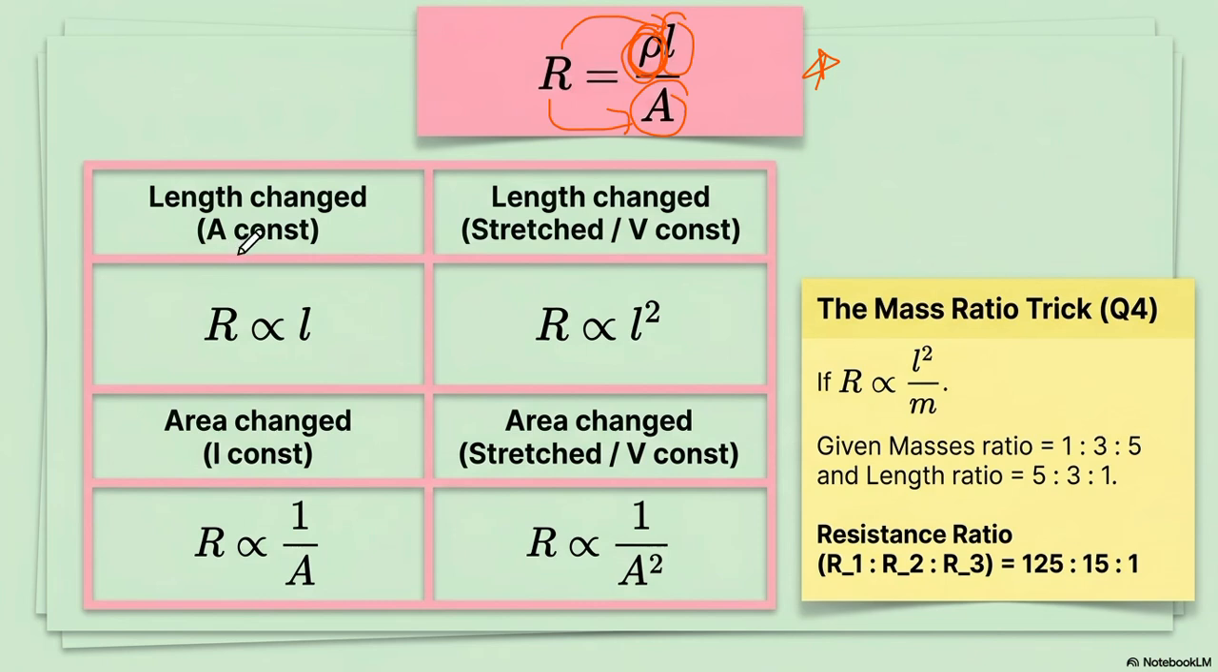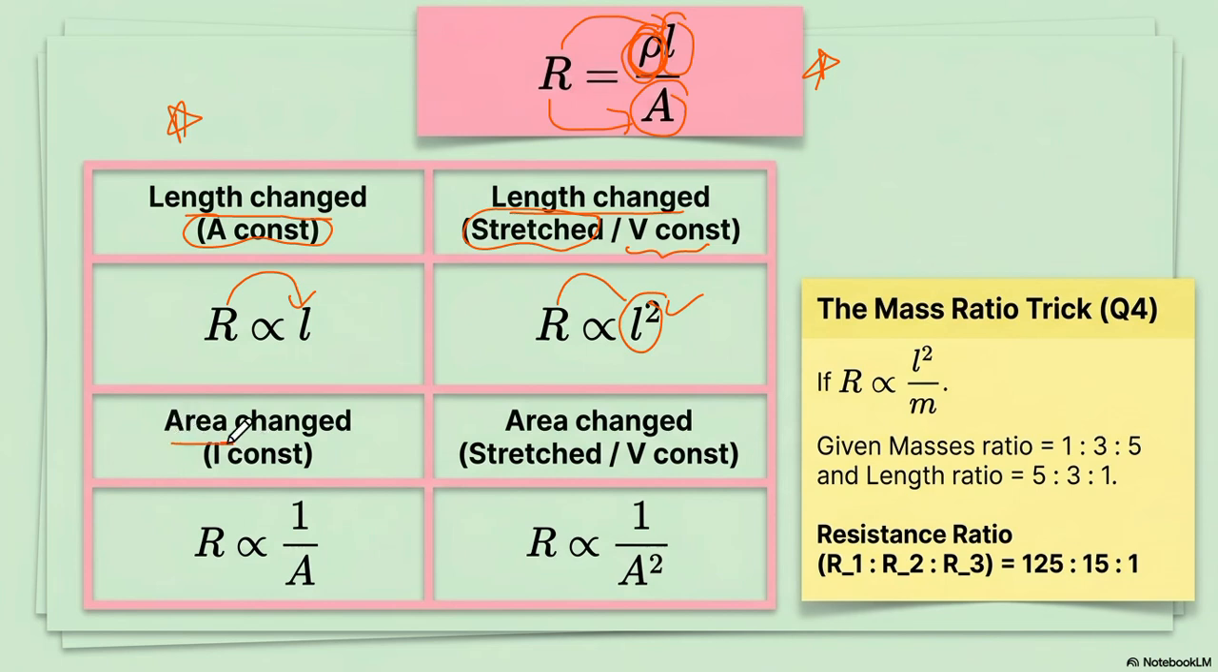Here is a very important table. If length is changed but area is constant, then resistance is directly proportional to the length. But if length is changed, like stretched, and volume is constant, in that case resistance is proportional to L square. Okay, so remember this. If you know this trick, then you can solve the question in minimum time.